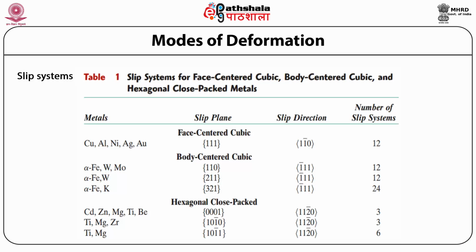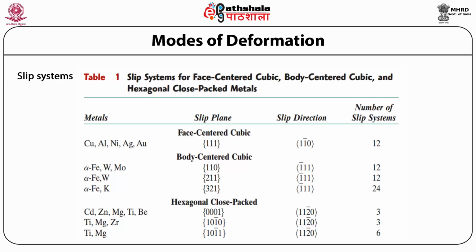Then the second category for the slip systems is the BCC metals, which include alpha Fe, alpha iron, then tungsten, which is denoted by W, and molybdenum, which is denoted by Mo. The slip plane for these three metals is {1, 1, 0} in the curly brackets. The slip direction is <1 bar, 1, 1> in the triangular brackets, and the number of slip systems is 12.